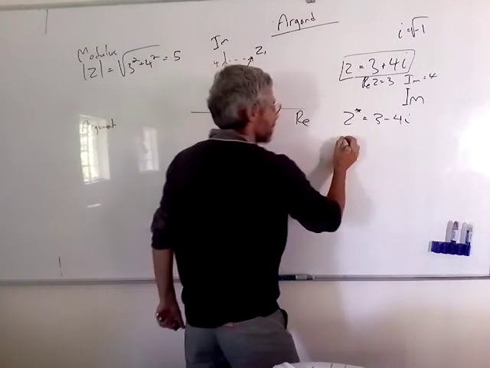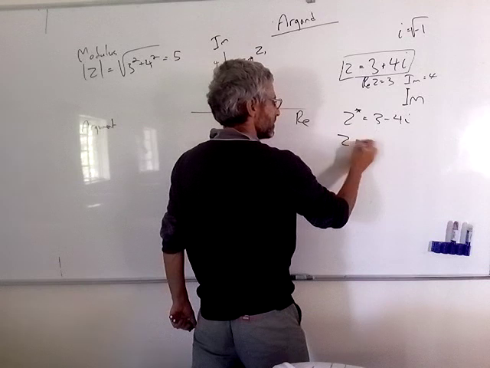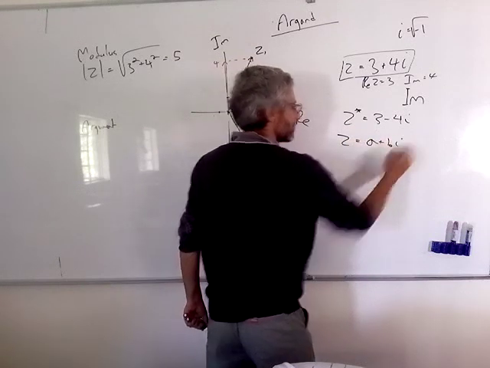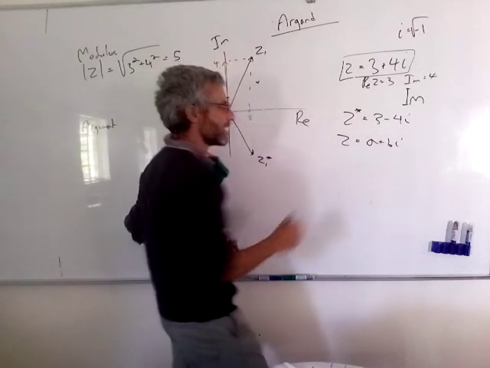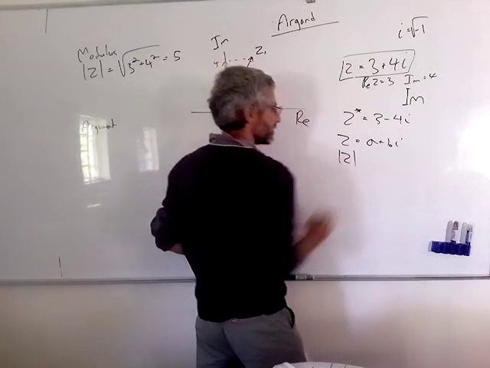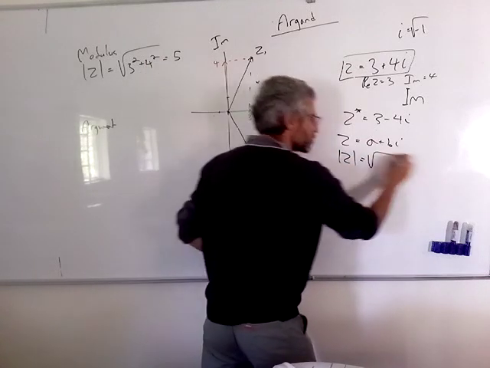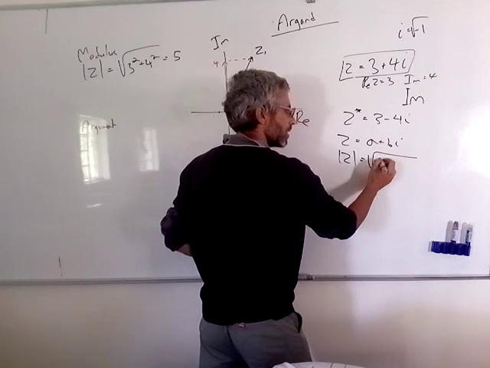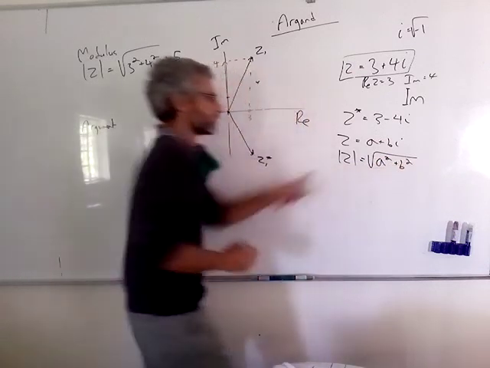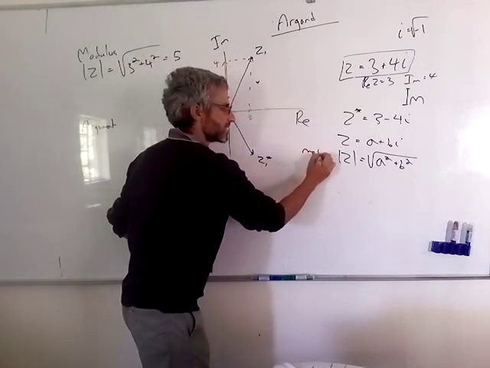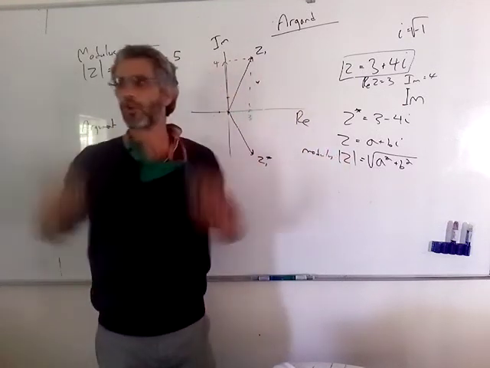Let's write that down. If I have z equals a plus bi, I've got the general case now. Instead of 3 and 4, let's say a and b. How would I find the modulus? It will be the square root of a squared plus b squared. So that's the modulus of z, the size of the complex number.